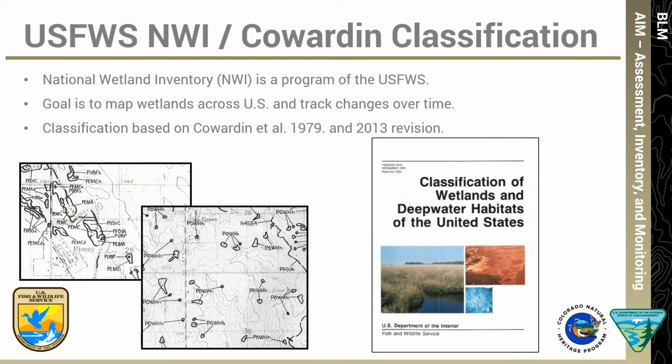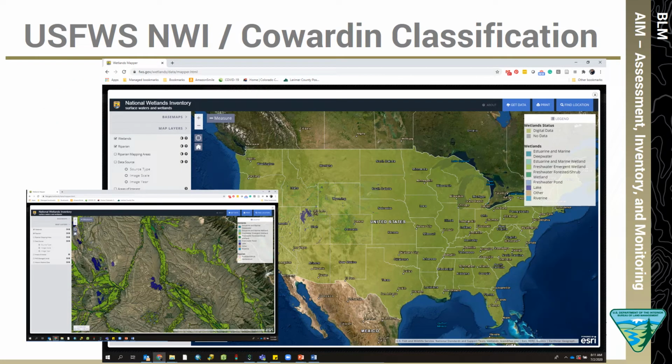NWI mapping was originally hand-drawn on mylar sheets and then copied onto black and white USGS topographic maps, as shown in these images. Today, NWI mapping has been digitized and is available to view or download through the NWI website, shown here. The data are constantly being updated across the country, though in small areas at a time, meaning the data range in age from the 1970s to the 2020s. While an imperfect dataset in many ways, it is the only wetland mapping product with national coverage based on a consistent classification system. For this reason, NWI mapping is the basis for most random sample designs used by the Riparian and Wetland AIM program.